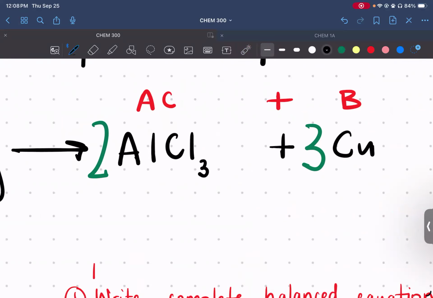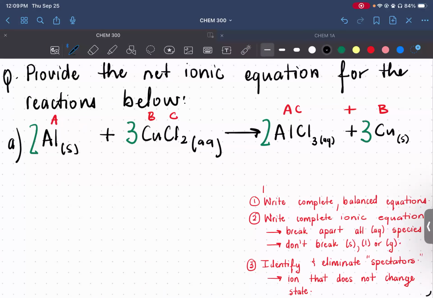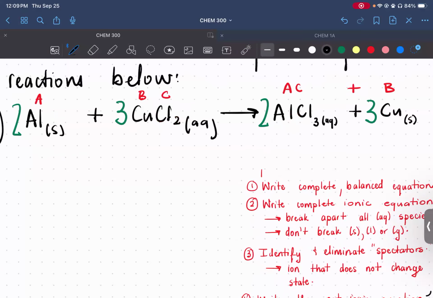Aluminum chloride is aqueous. Chlorides are aqueous. Aluminum is not an exception. And copper is a transition metal. So copper is a solid. Insofar, we have completed the first step. Write the complete balanced equation.